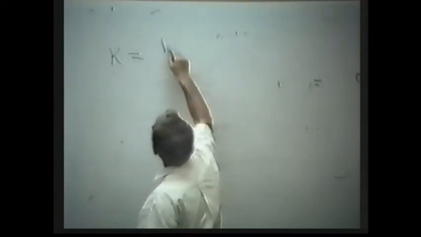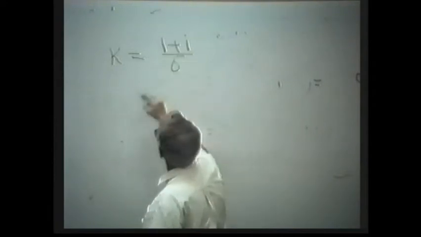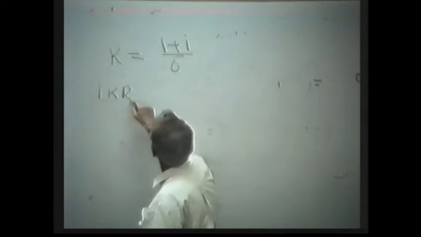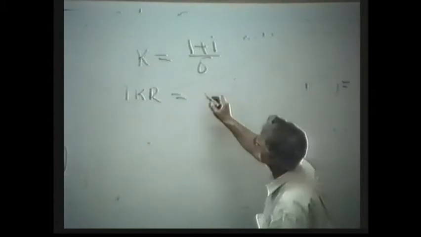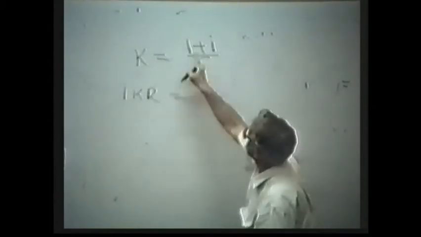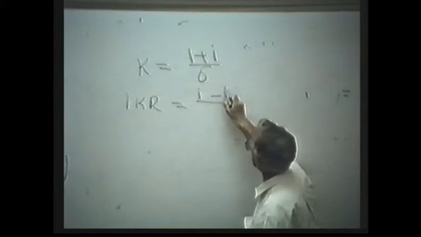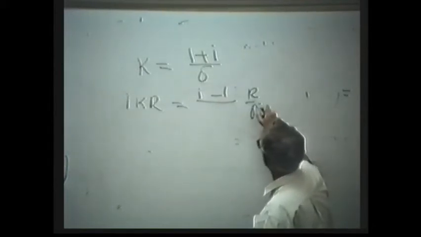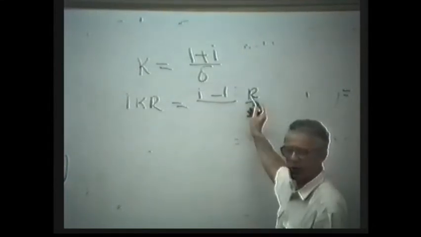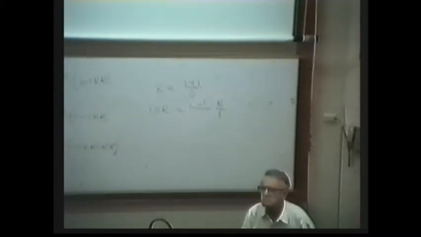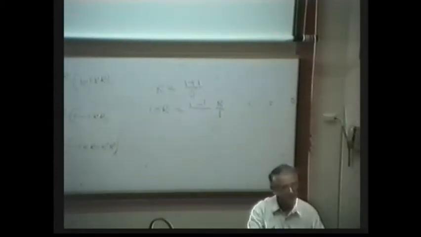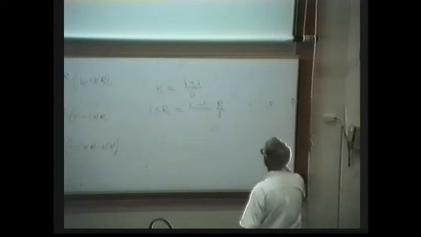Now, k equals (1 plus i) over delta, and kR equals (1 plus i) R over delta. Understandable? How do we call R over delta? Distance over skin depth. Induction number. Again, we came back to the induction number.